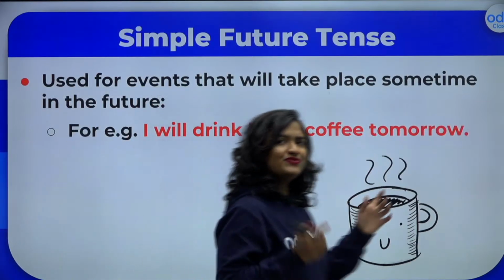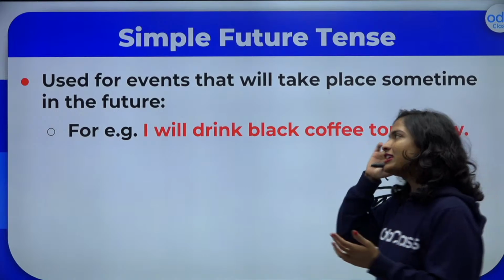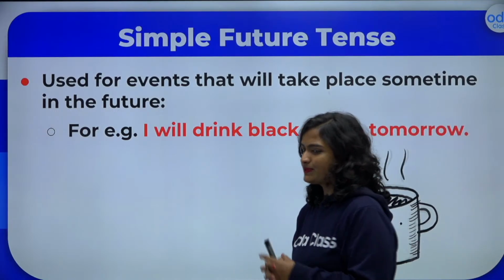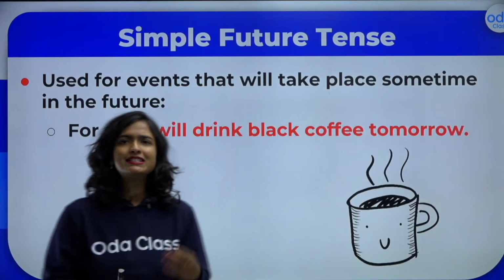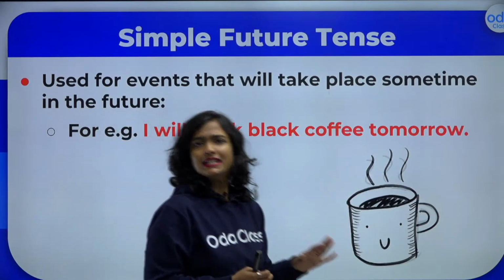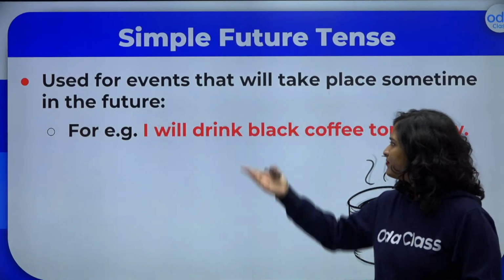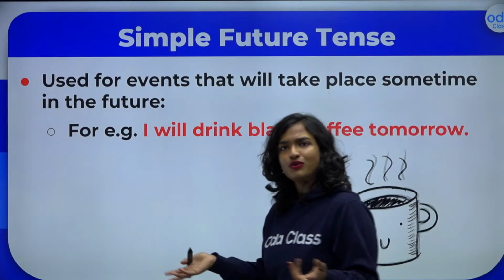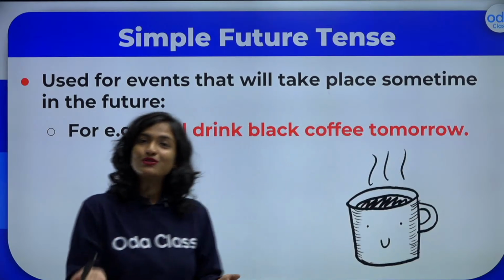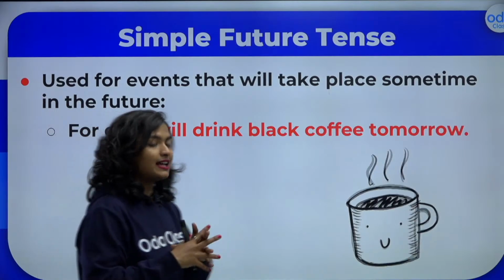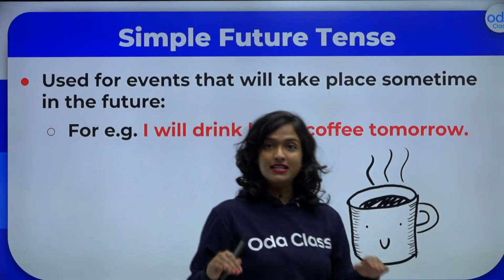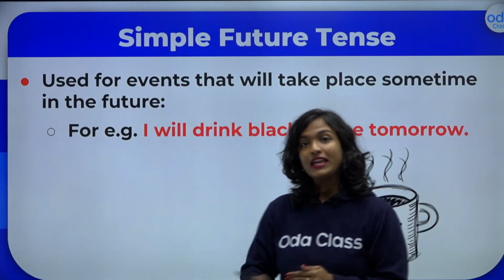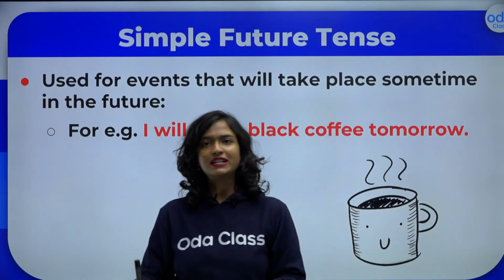is very simple and straightforward. So, we use the simple future tense, students, for events that will take place sometime in the future. That is it, right? So, for example, I will drink black coffee tomorrow. I will come over to your house tomorrow, right? This is an action that has not started yet. It is going to happen in the future and it's going to get over as well.